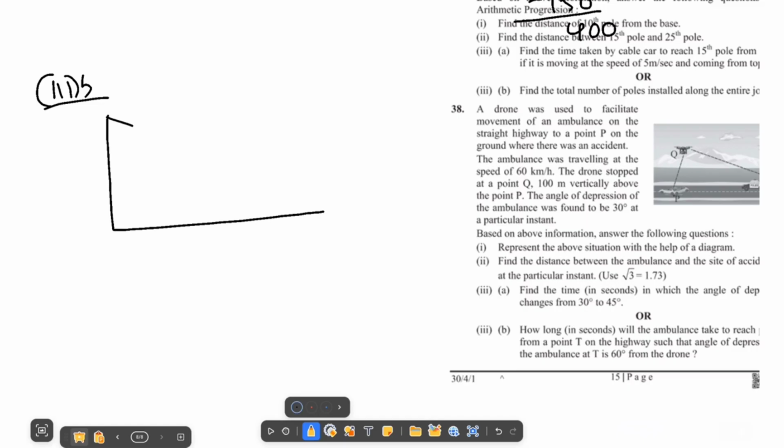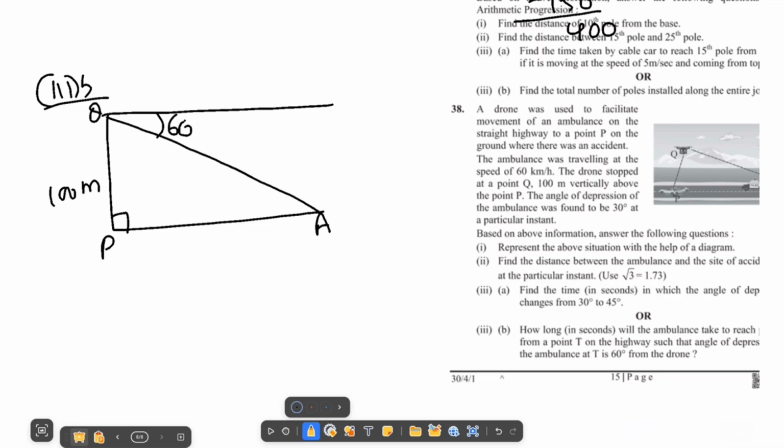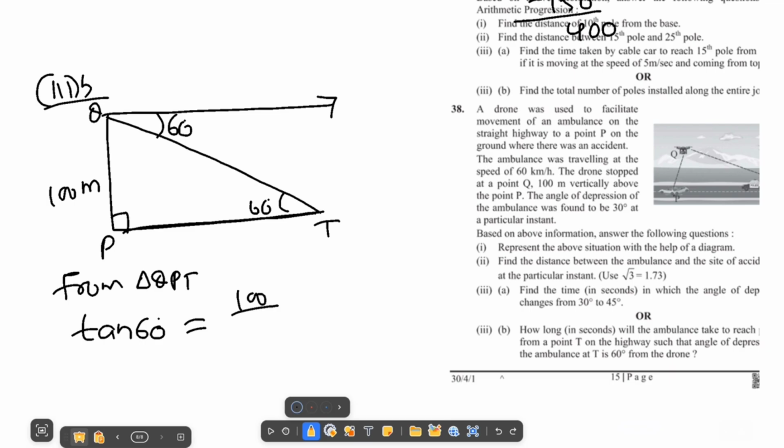So now the angle of depression is, for example, 60 degrees here. Q point, P point, 100 meters. Now the ambulance is here, sorry, at some point T. Now the angle of depression is here, 60 degrees. So we have to find the PT distance first. So from triangle QPT, apply tan 60 degrees. Tan 60 degrees is equal to opposite side 100, adjacent side PT. That's what we have to find.